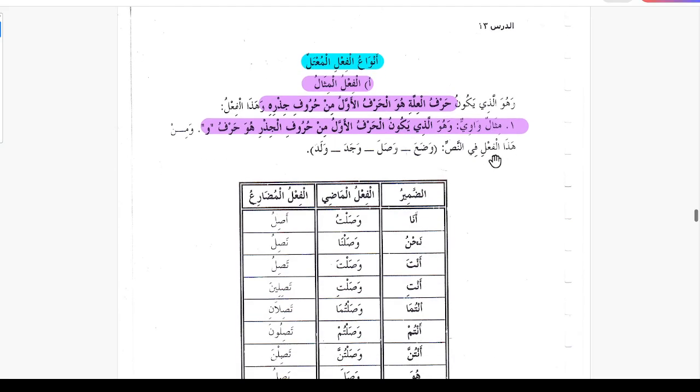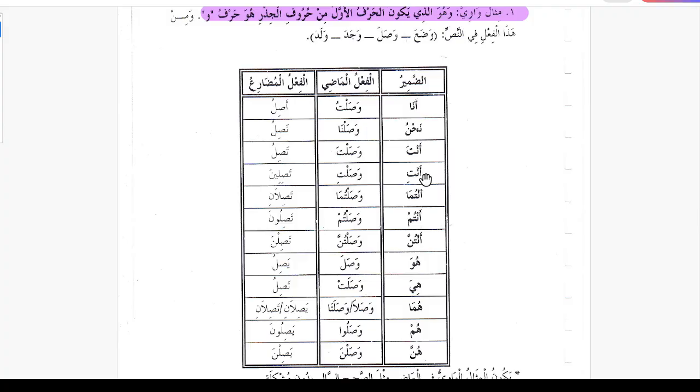An example of this verb is like wada'a, wasala, wajada, walada. So we see that the first root letter is the defective letter, in this case waw, and that is why it is called Misalul Wawi. So Fe'lul Misal is where the first letter is defective, the harful illa, and if the first one is waw, then it is called Misalul Wawi.